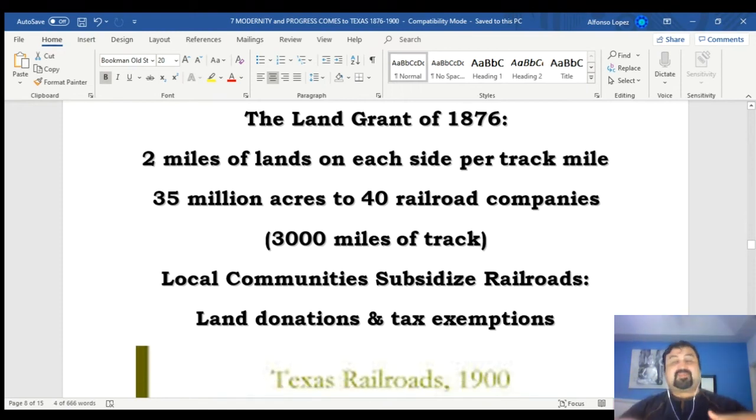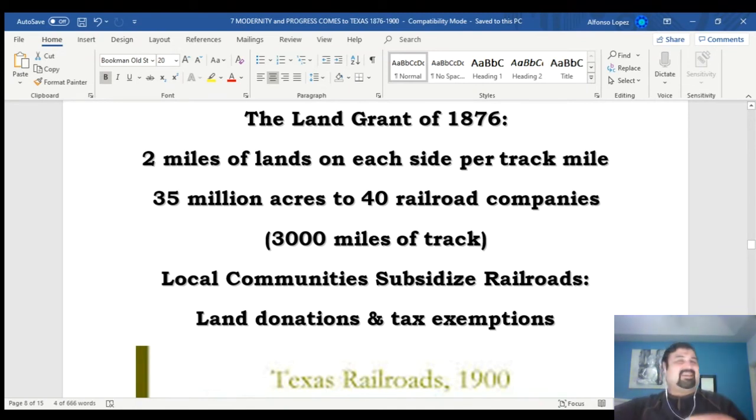So it is the state that is incentivizing the railroads by giving them land, but also local communities in Texas were doing the same thing. They were also trying to incentivize the railroads to build a railroad line nearby their communities. So, in order to attract the railroad company to build you a rail line there, or a train station, so you can have access to transportation, local communities actually subsidized railroads.